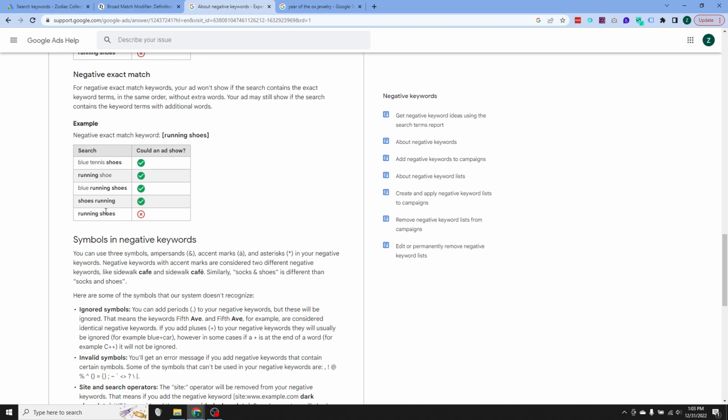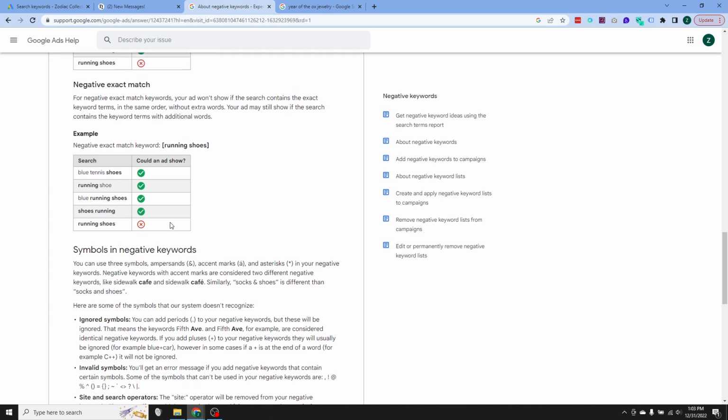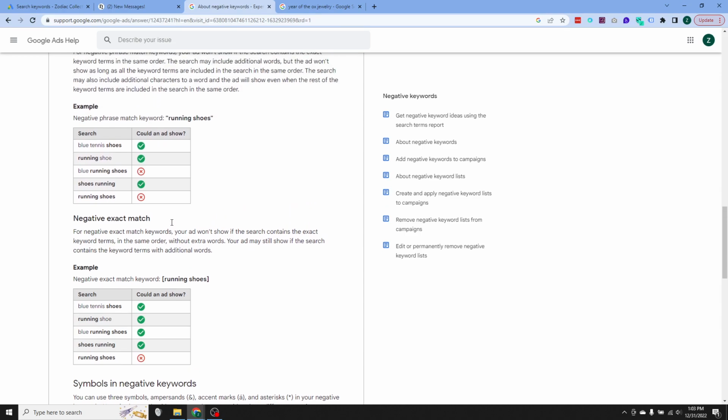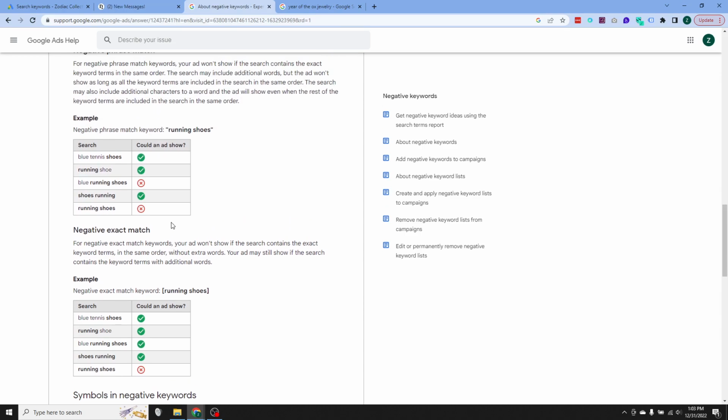If these were still working and this one just had really high CPCs, maybe like $50, we could exact match negative just this keyword and still let the other ones run. We could cut that one out by adding it as a negative keyword. So, again, this is for terms that just aren't profitable, probably because the CPCs are very, very high. And we'll talk more about bidding and auctions later.